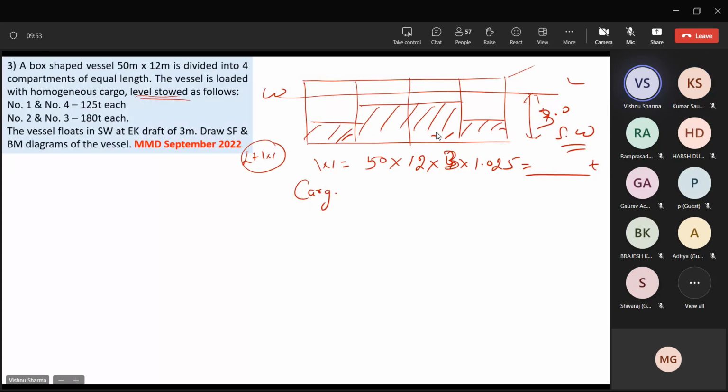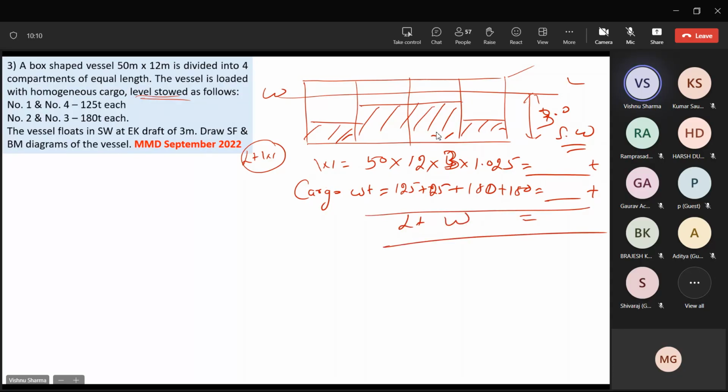Beta, cargo weight, you add all the weights. It will be 125 plus 125 plus 180 plus 180, whatever it comes. I'm not giving the answer. The difference between the two will be the light displacement, right? And this is how you'll get the light displacement. That step you'll start with, getting the light displacement. Then the light displacement is spread evenly, and then the question becomes like the ones we have already discussed.